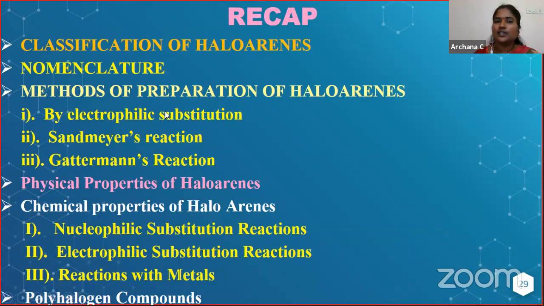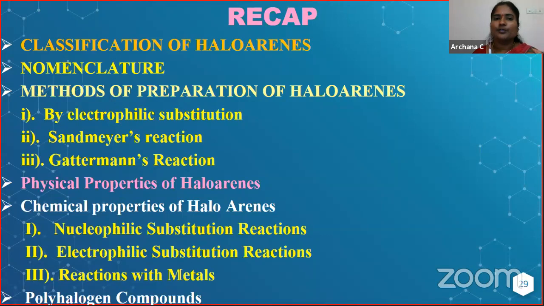So in this session what we learned: classification of haloarenes, nomenclature, methods of preparation by electrophilic substitution, Sandmeyer reaction, Gattermann's reaction, and we discussed the physical and chemical properties of haloarenes. Under that, we discussed nucleophilic substitution reactions, electrophilic substitution reactions, reactions with metals, and polyhalogen compounds, and their properties and uses. All these things are very important for your IPE as well as for your entrance exams.